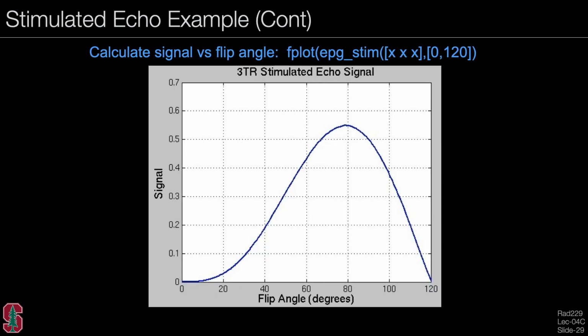If we do this, we can use the fplot function in MATLAB, which is a really compact way to look at the signal. Stimulated echo sequences are actually used because they're quite sensitive to the flip angle, so they can be used to calibrate or measure the flip angle in some cases. So what you can do is very quickly plot the signal versus flip angle for 3 TRs of this sequence.